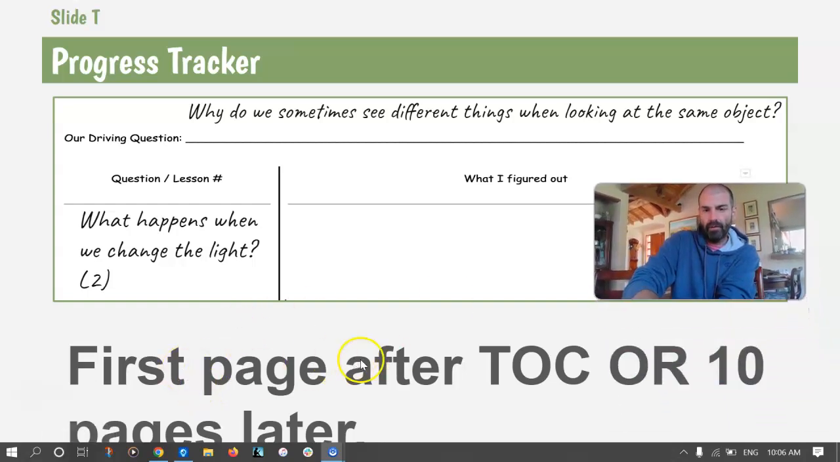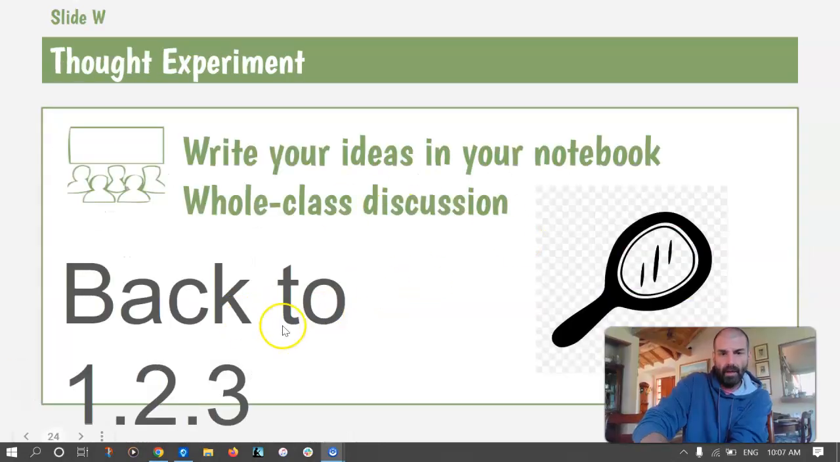And so you're going to do the first page after your table of contents or 10 pages later, and you're going to copy this down and answer it. And then come back because there's more to do on the next thing. So now you need to go back to where you had 1.23, where you started to do your ponderings and you did your first anchor.